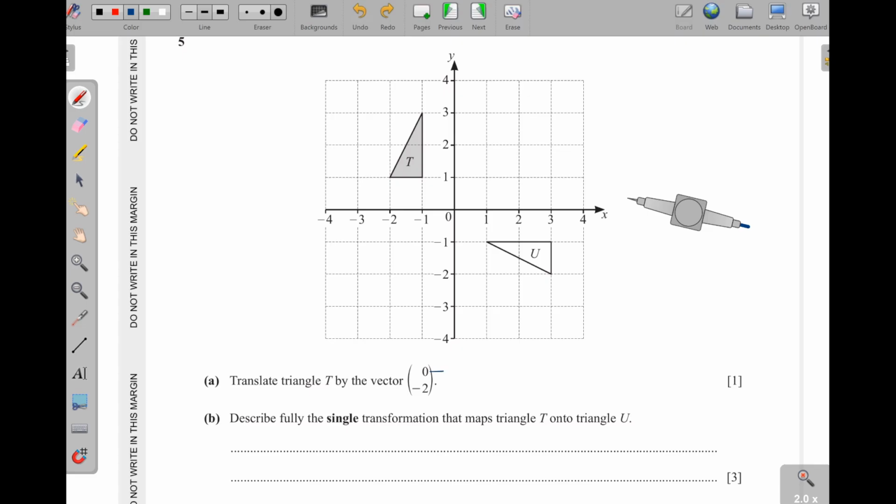So that is 0. So in other words, we just move 2 units downwards. As simple as that. So this one here, this is 1, then 2. The same with this, then this one also comes here. So you have this point here, this one here, and this one here.